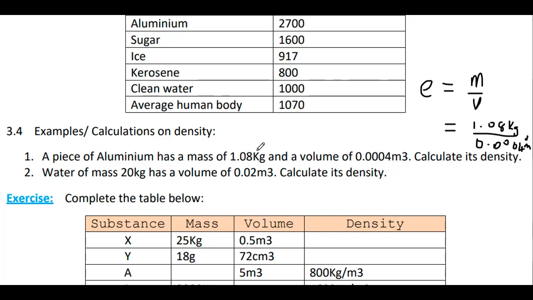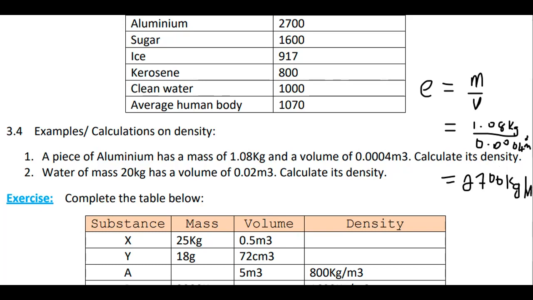Like in this particular case here, the mass is in kg and the volume is in cubic meters. So we will just have 1.08 divided by 0.0004. All right, so 1.08 divided by 0.0004 gives us 2,700. So that's equal to 2,700. Now this answer corresponds to what we have initially up here. So the density of aluminium was 2,700 kilograms per cubic meter.